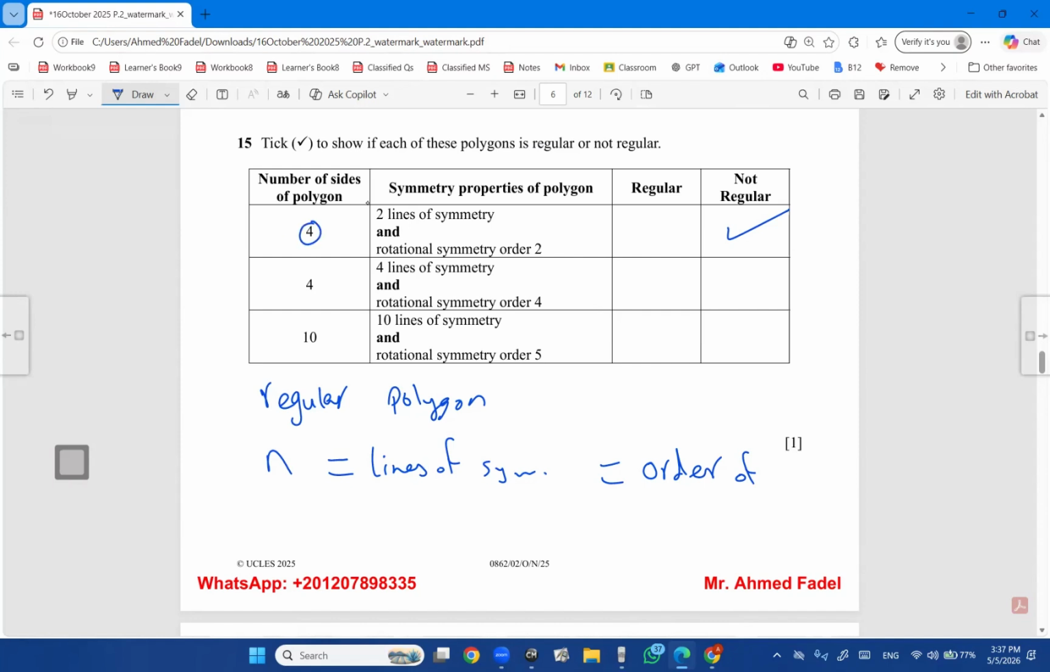They must be equal to give you a regular polygon. So for the second one over here, 4 sides, 4 lines of symmetry, order of rotational symmetry 4, then it is regular. 10 sides, 10 lines of symmetry, order of rotational symmetry 5, no, not regular.